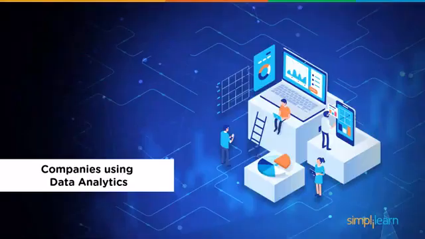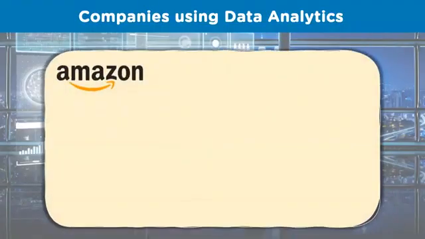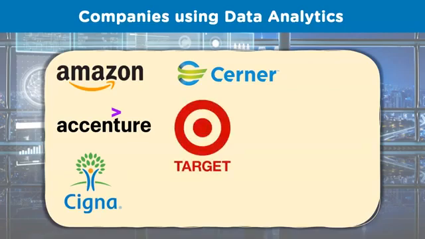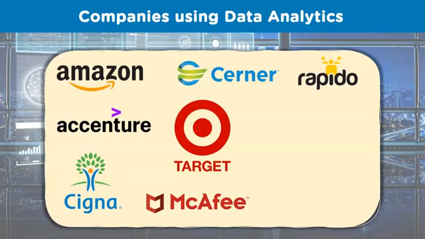With that, now let's look at the companies using data analytics on a daily basis. So we have the e-commerce giant Amazon, then we have Accenture, followed by the American healthcare service organization Cigna. Then we have the American supplier of health information technology solutions, services, devices and hardware, Cerner, followed by Target and antivirus company McAfee. Next, we have Rapido, which is an Indian bike rental company based in Bangalore. After that, we have Flipkart and the world's largest retail company, Walmart.